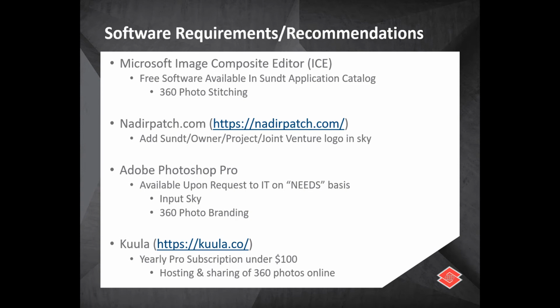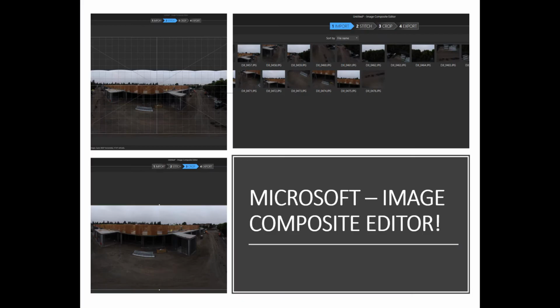Kula, at the URL provided, is our hosting website that you're going to be hyperlinking to and sharing all your 360 photos on the drone deliverables. You can set up a free account. That's fine. It's got limited functionality. A yearly pro subscription is under $100. So I'll tell you right now, just spring for it and get the yearly pro subscription. Did I mention it's under $100? All right, let's jump right into it, people.